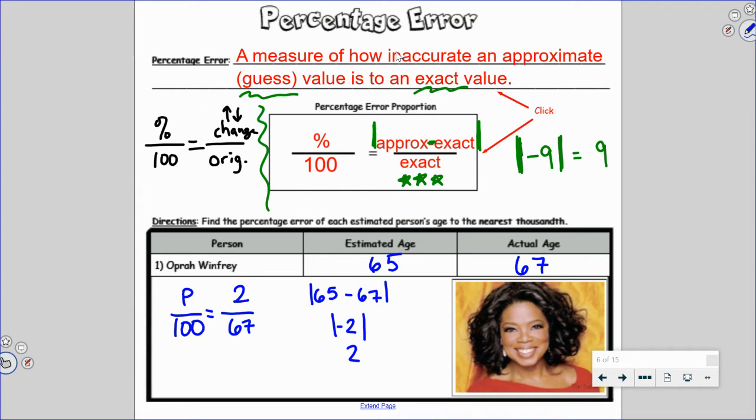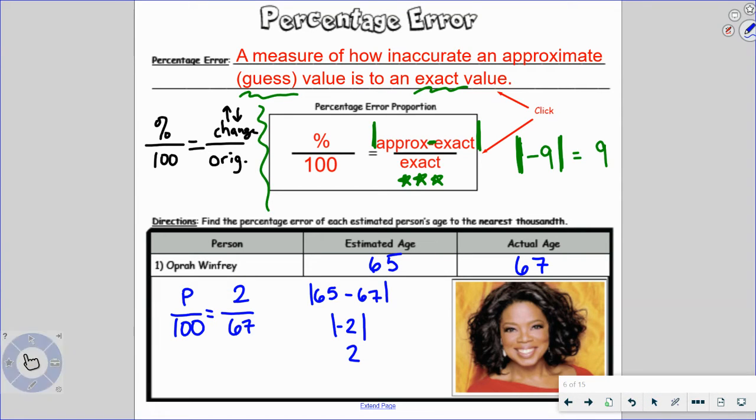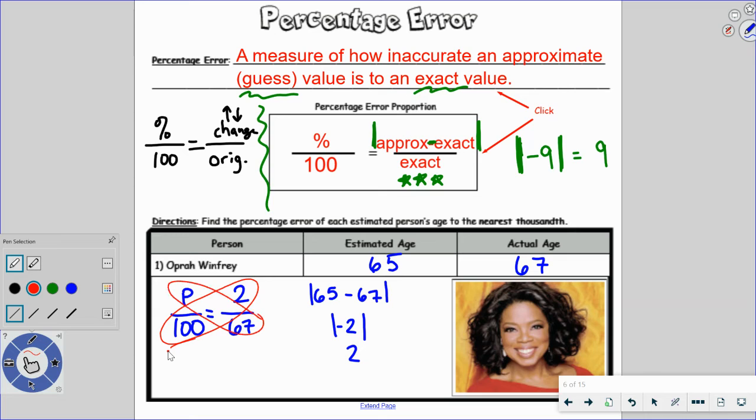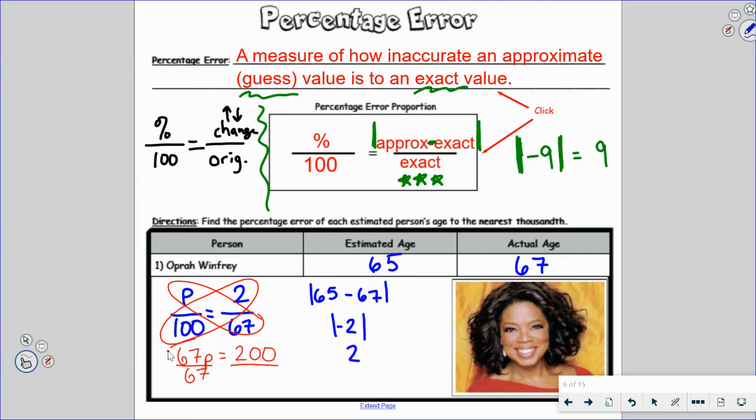Now from here, folks, you know what to do. Now it's just solving a proportion. Let me get a different color for that so I'm a little more clear. So let's go ahead and do our cross products. 2 times 100, 67 times P. I don't know what 67 times P is. I know what 2 times 100 is. We'll go ahead and divide by 67.